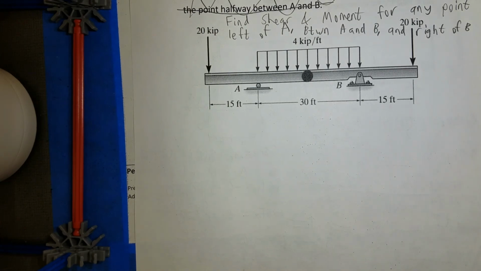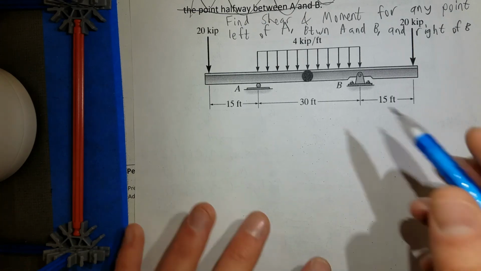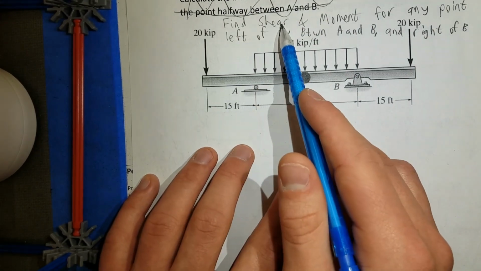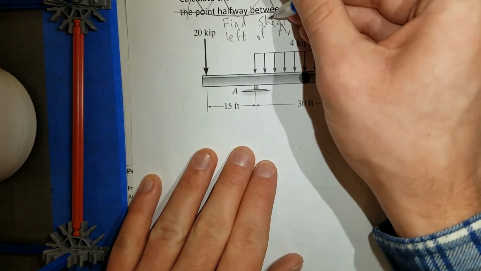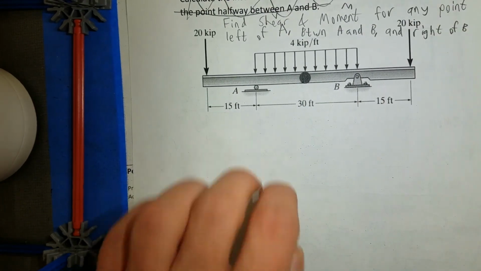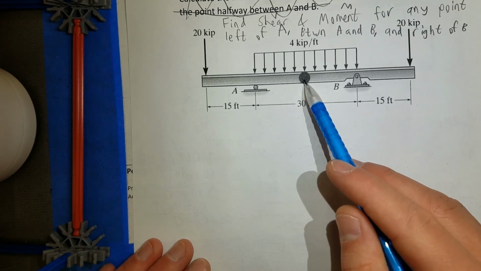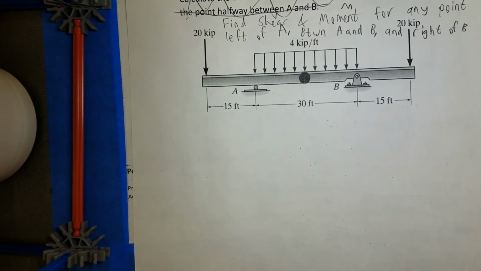There's a couple of ways of how you're going to learn this. I'm going to teach you the first way, which is more time consuming and not as fun as the other way, but I feel like it's something that's important for you guys to learn. And I don't think you guys have covered it in your lectures yet. So what we're essentially going to be doing, as I wrote in the question here, is we're going to find the shear and the moment, which shear is V, and the moment is obviously M, for any point left of A, between A and B, and to the right of B.